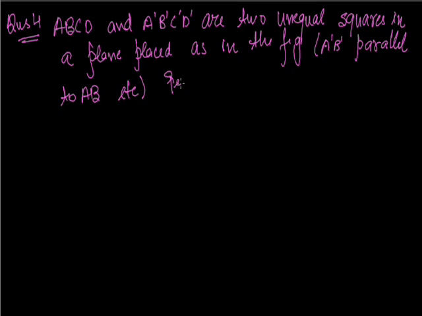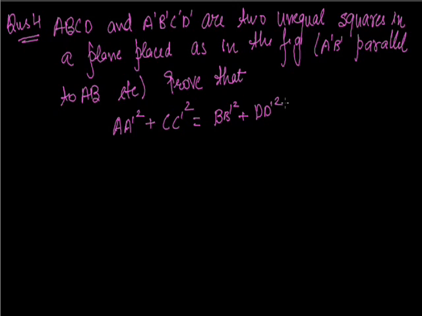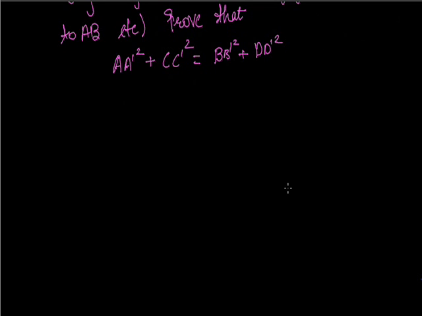We have to prove that A'^2 + C'^2 will be equal to B'^2 + D'^2. So it is given like a figure. Let's move to the solution. It is given that there is a square ABCD. Let us make the square ABCD.